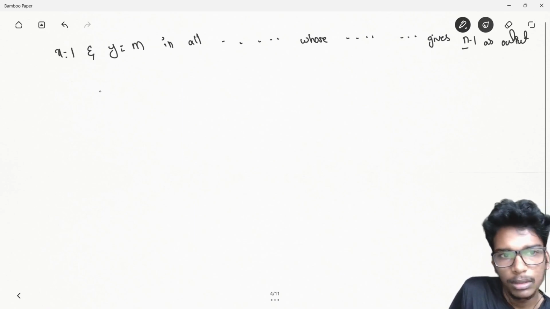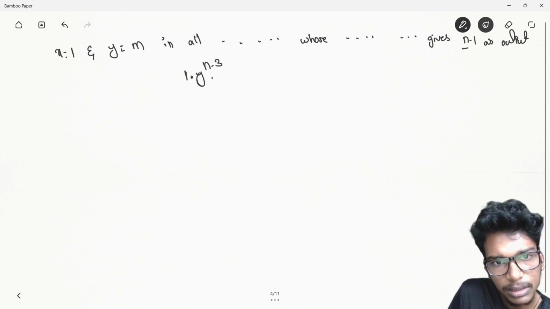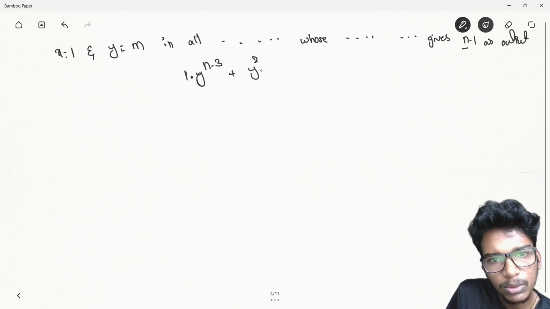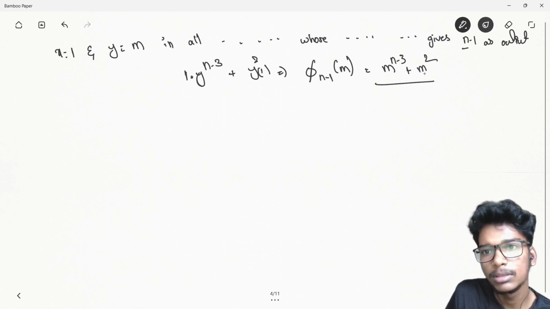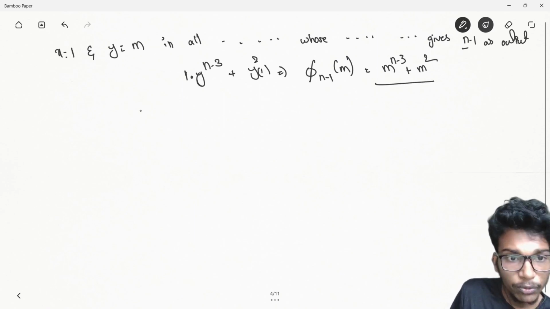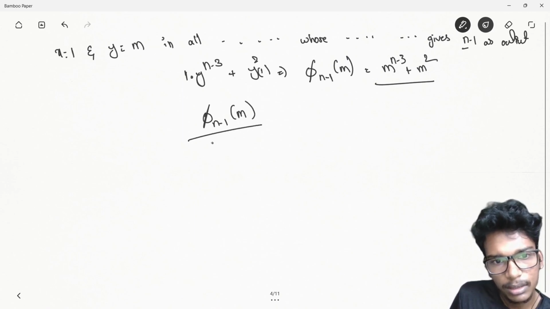From the preceding equation, we will get 1 into y power n minus 3 plus y square into 1. That implies phi n minus 1 of m is equal to m power n minus 3 plus m square. We will take it. Now, to find m, we will take phi of n minus 1 of m by phi dash of n of m.